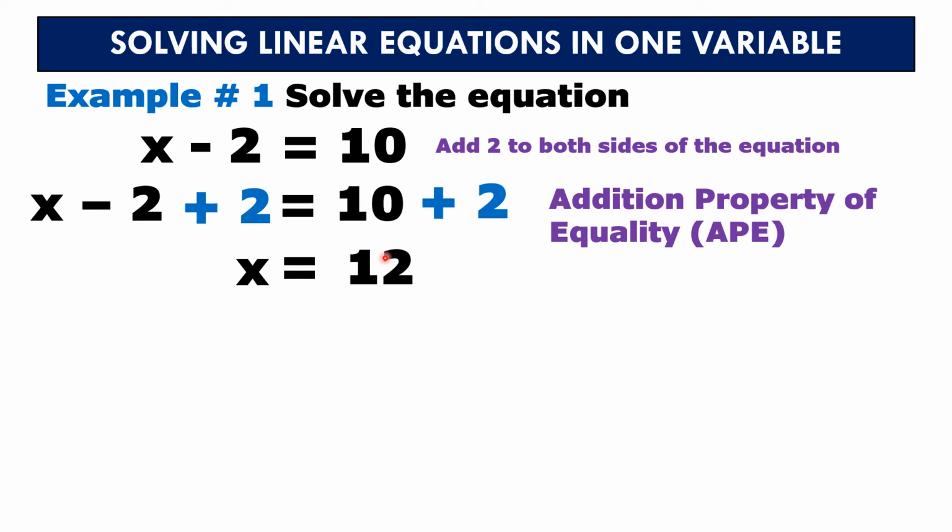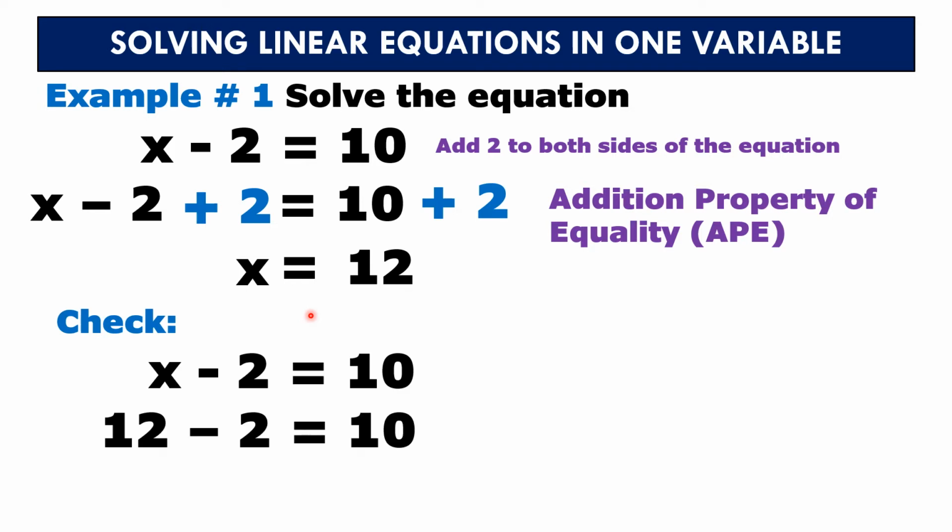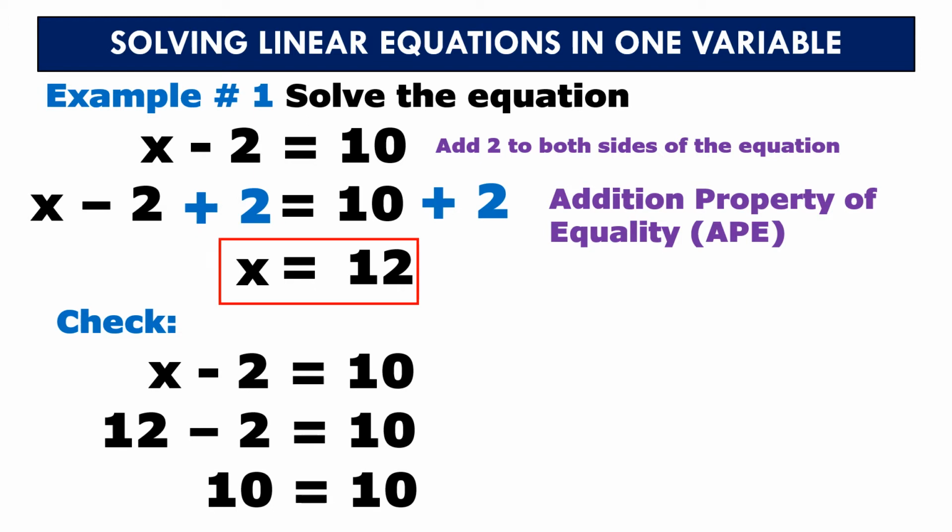To check if the value of x is correct, we substitute 12 for x in the original equation. So we now have 12 minus 2, and 12 minus 2 is equal to 10. Since this is true, therefore, this is the solution to the equation.